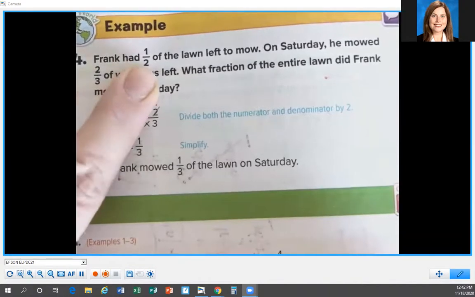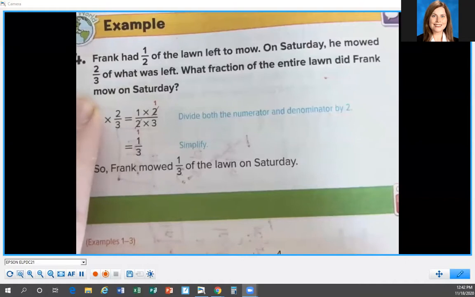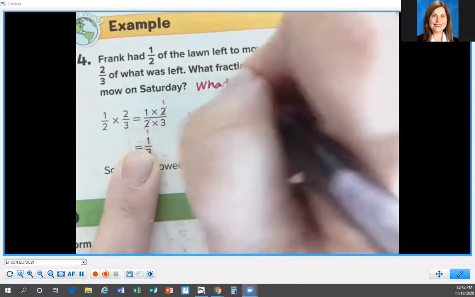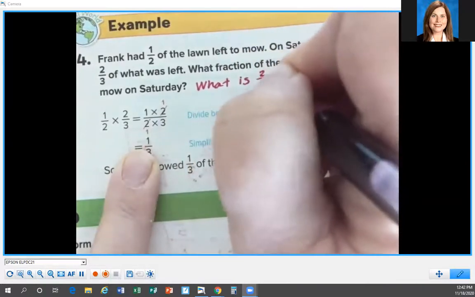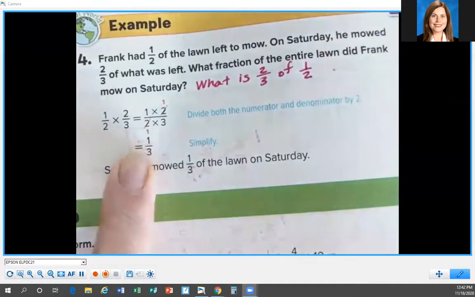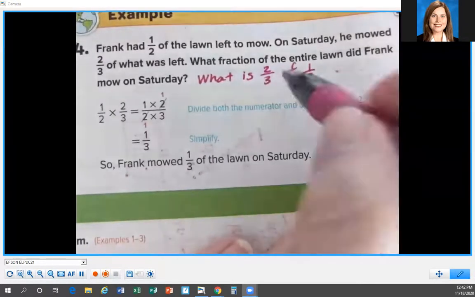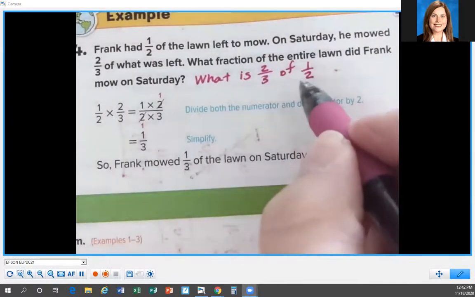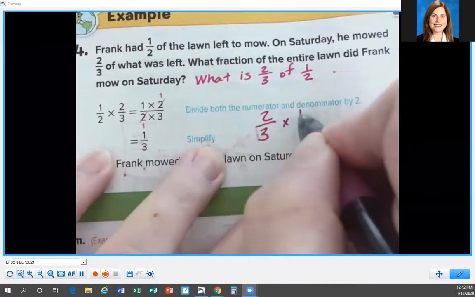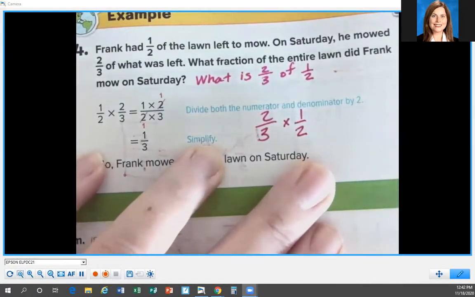So again, he had half of it left to mow. And then on Saturday, he mowed 2/3 of what was left. So the question is this: what is 2/3 of 1/2? What is 2/3 of 1/2? So remember mathematically, of means multiply. So this problem is actually 2/3 times 1/2. 2 over 3 times 1 over 2.